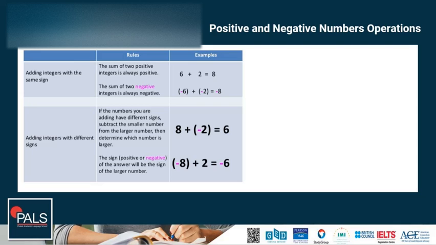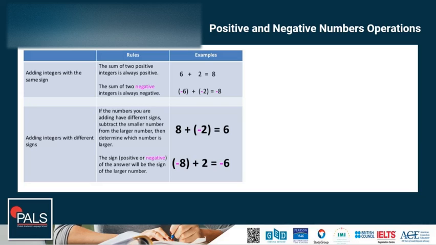Okay, let's start with adding integers. In adding integers, there are two sets of rules. First, when you are adding integers with the same sign. The second one is adding integers with different signs. When you are adding integers with the same sign, it's so simple. The rule is the sum of two positive integers is always positive, and the sum of two negative numbers is always negative.